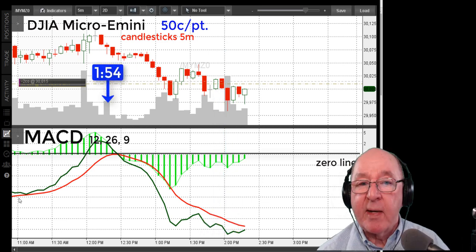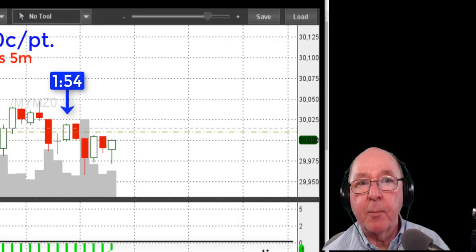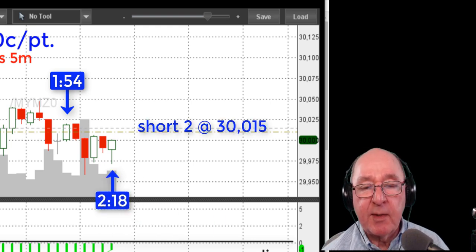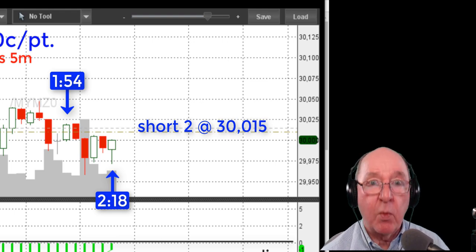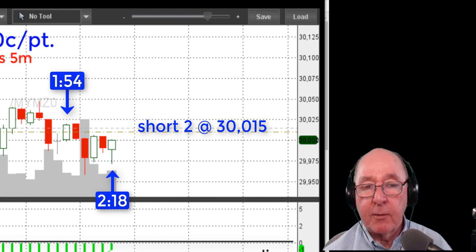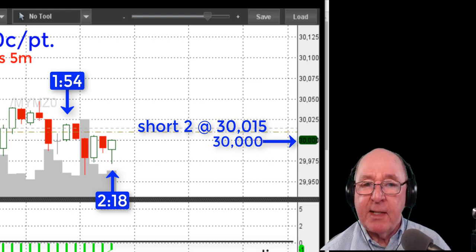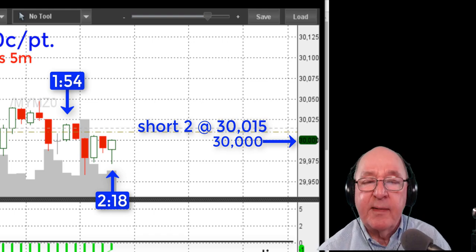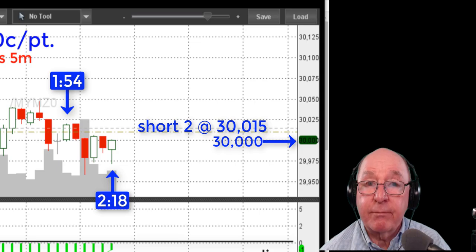I shorted the two Micro E-minis at 1:54 at a price of 30,015, and this chart takes you out to a time now of 2:18. Each candlestick, you recall, is 5 minutes wide. Now at 2:18, the market is trading down at 30,000, so I'm about $15 up in the trade. And let me show you what I did next to turn this into a free trade.